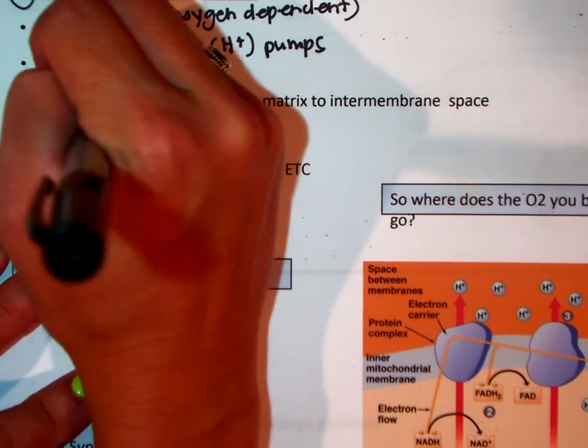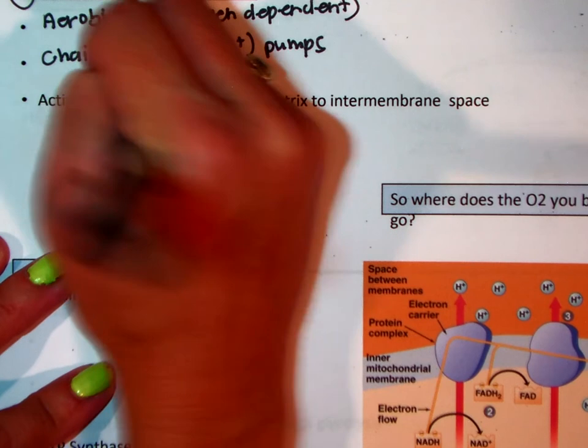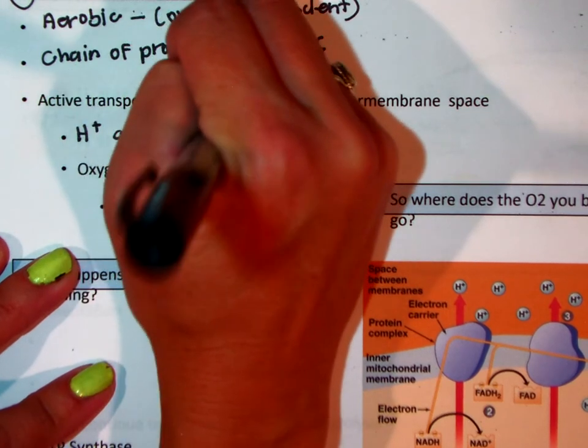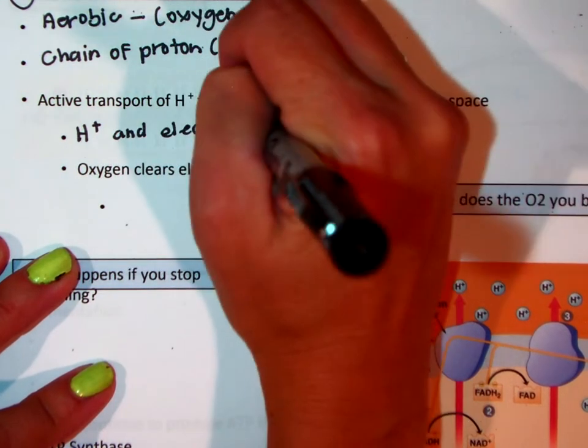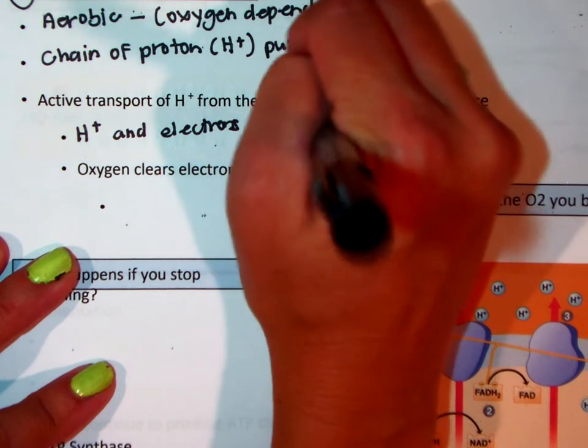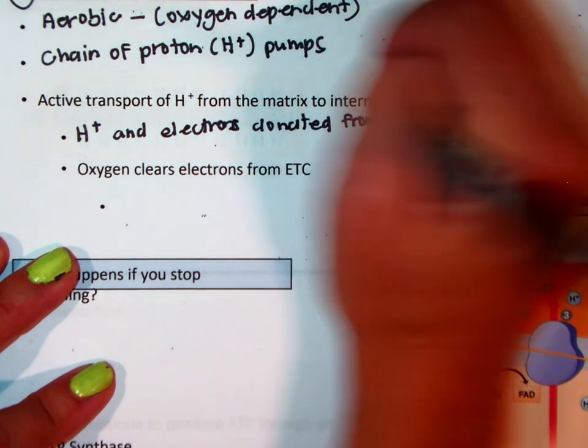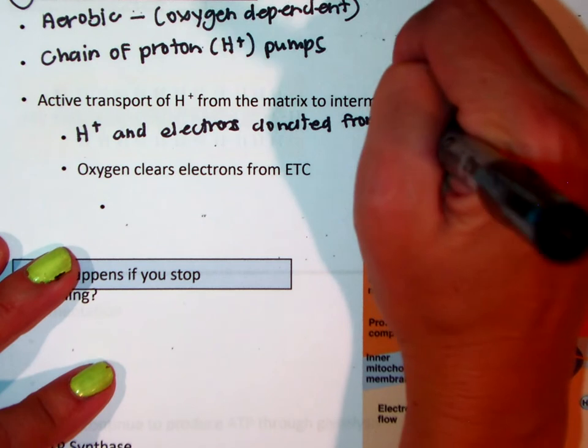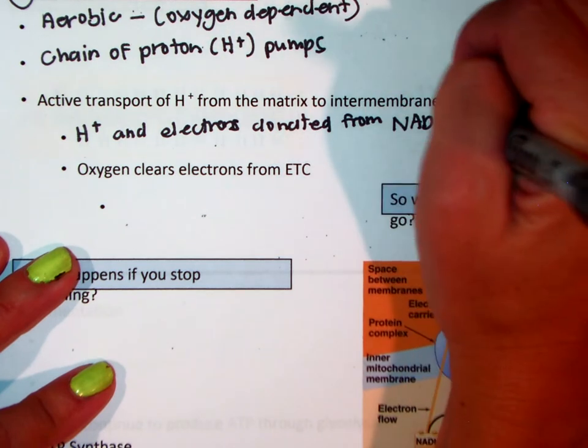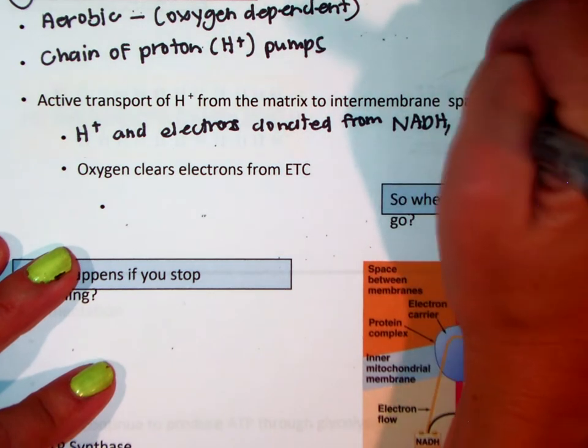So hydrogen ions and electrons are donated from NADH and FADH2.